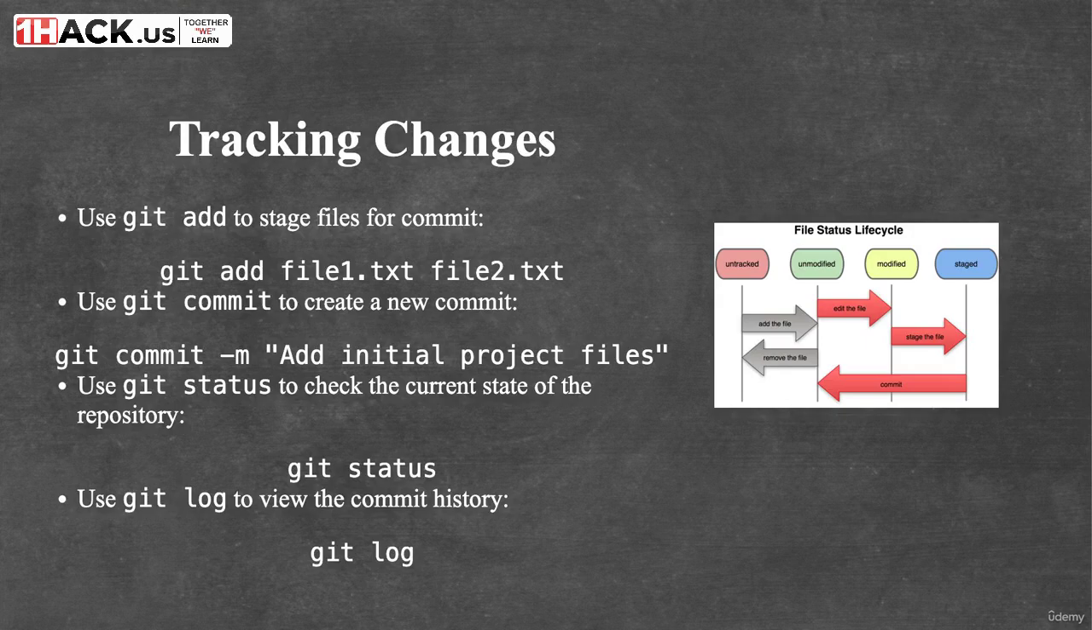For example, git commit -m "add initial project files". To check the current state of your repository, you can use the git status command, which will show you which files have been modified, added, or deleted. Finally, you can use the git log command to view the commit history of your project, which will show you all the commits that have been made, along with the author, date, and commit message for each one.